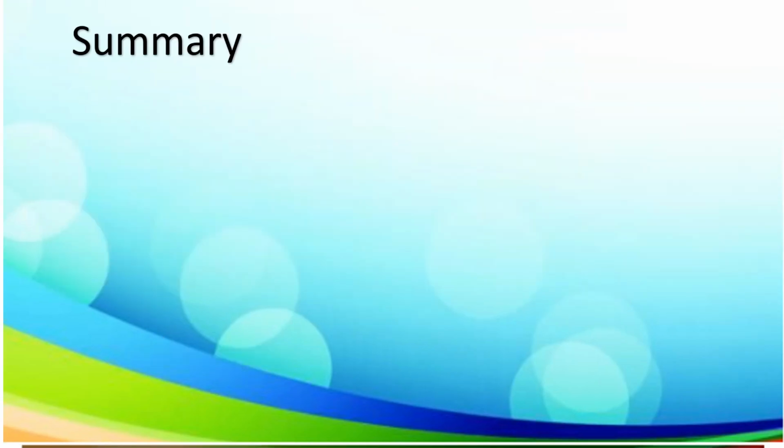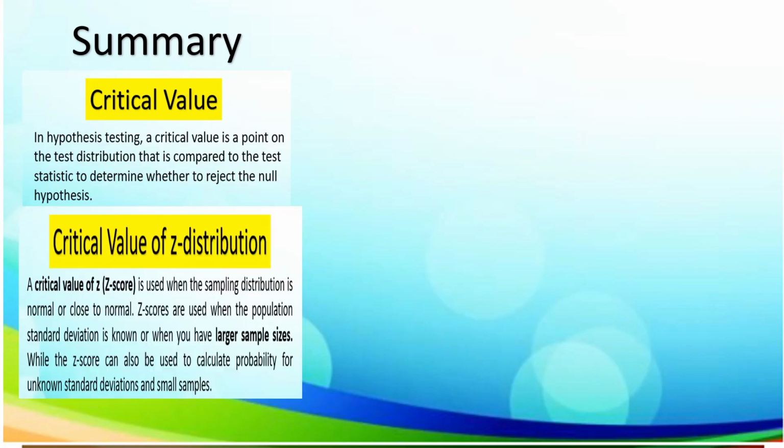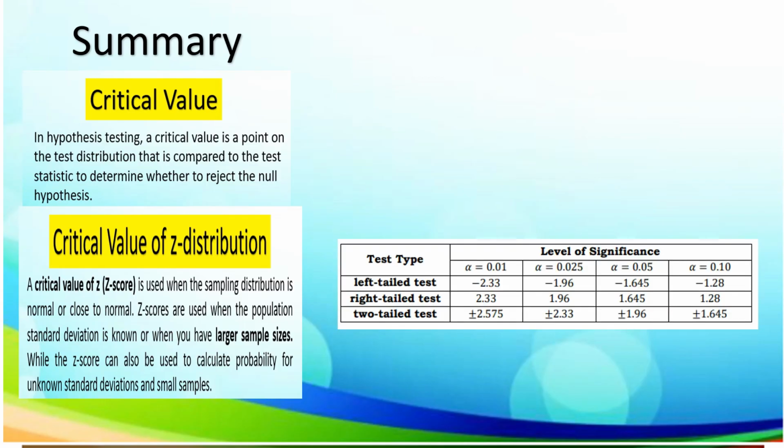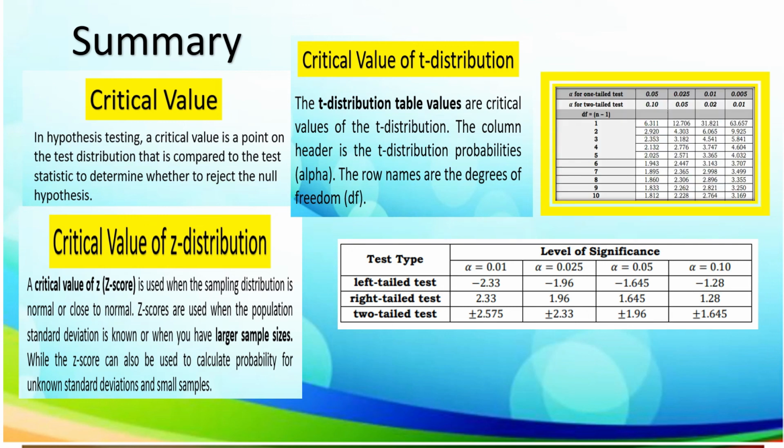Now, let us move on to the summary of today's lesson. First one is the critical value, which is a point on the test distribution that is compared to the test statistic to determine whether to reject the null hypothesis. We also discussed the critical value of the z distribution, which is used when the population standard deviation is known or when you have larger sample sizes. We also utilized the z table with the level of significance used for different types of tests. We also have the critical value of the t distribution and the t table, which involves the degree of freedom and the level of significance.